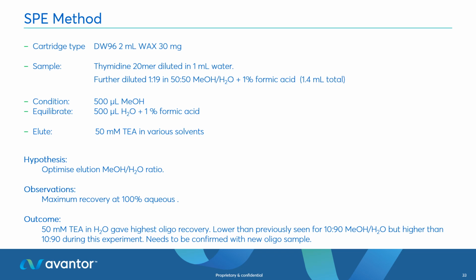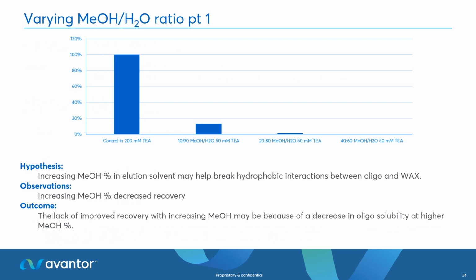So in this case, we've hypothesized that we want to optimize the methanol water. And as we can see, when we're looking at varying the methanol water, if we apply our control, which is equivalent of what should be eluted from the cartridge, we can see as we varied the methanol water that actually we're clearly not eluting everything off. The idea was that increasing the methanol would break some of the hydrophobic interactions between the oligo and the WAX material, but this clearly didn't happen. And so actually increasing the amount of organic in this case is detrimental.